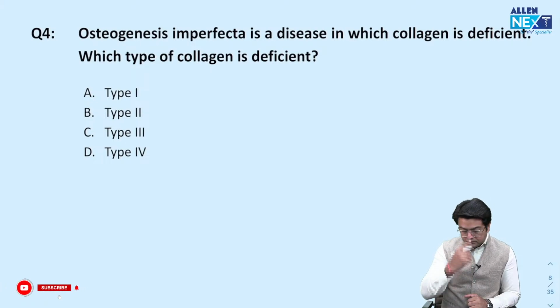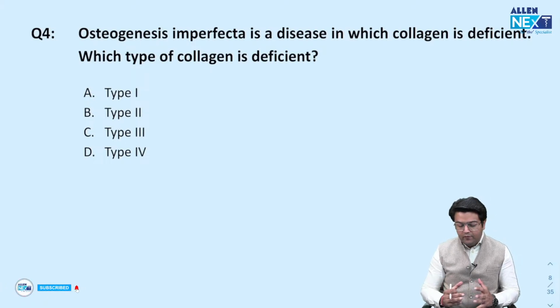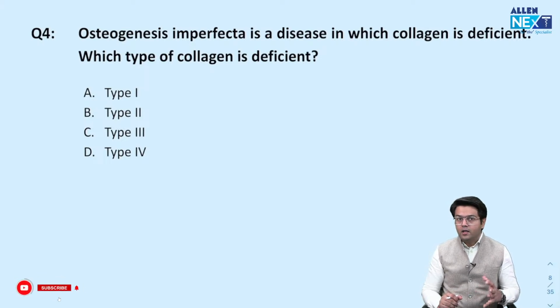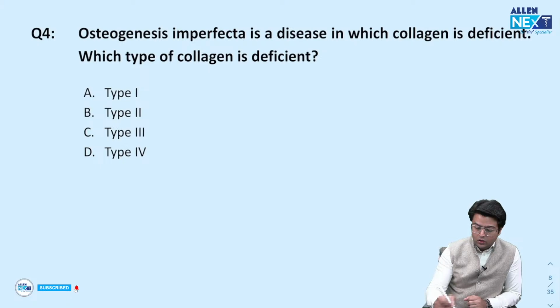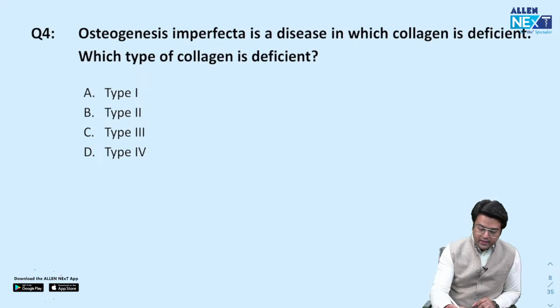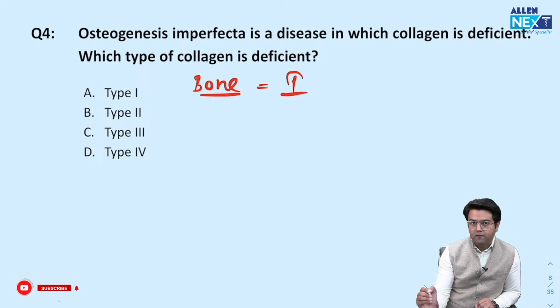Question number 4. Osteogenesis imperfecta is a disease of the collagen, right? So which collagen is deficient? So what is your answer? Yeah, GLUT5 is fructose, good. So what is your answer here? Osteogenesis imperfecta affects the bone obviously, and bone has, right? So when I say bone, that is type 1 collagen.